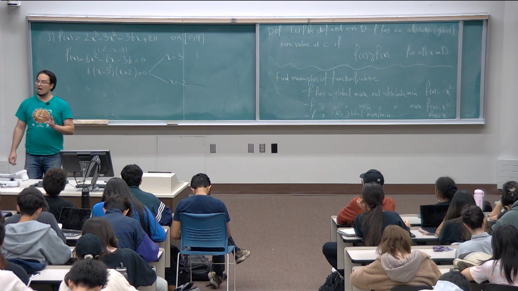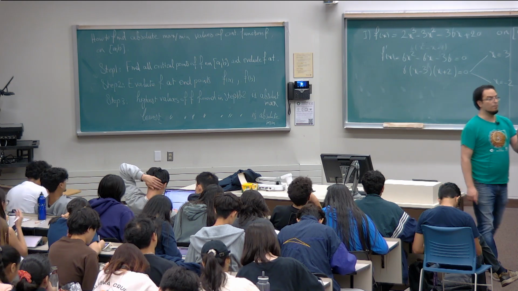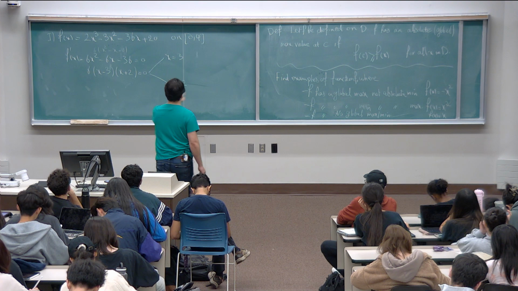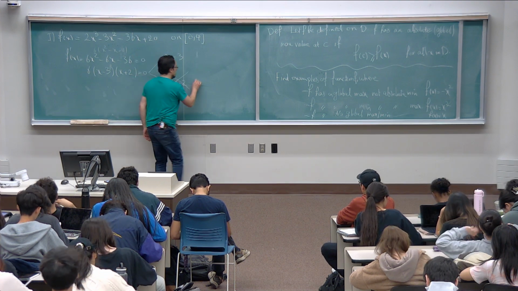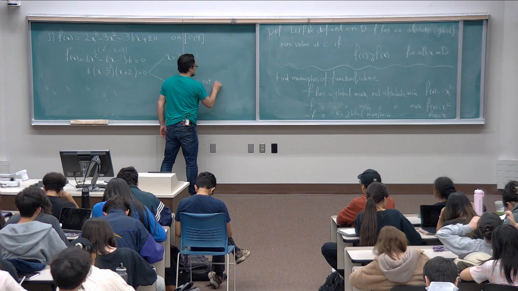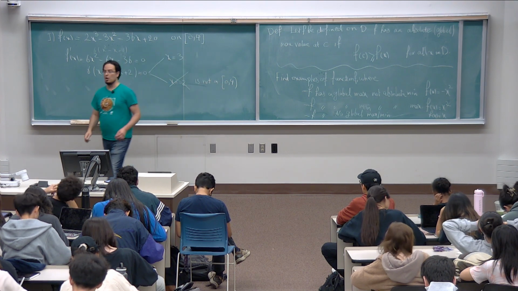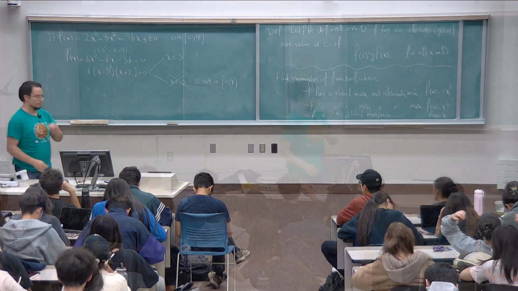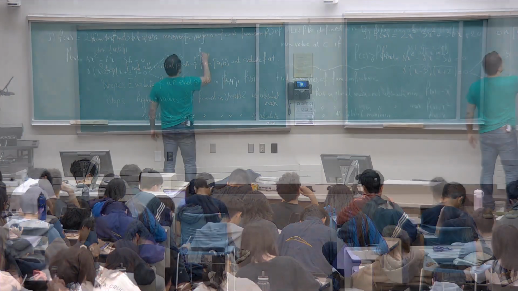We have two critical points, but only one of them is in that interval. So I don't need to consider negative 2 because it is not in the given interval 0, 4. So I threw that one out. I only care about the critical points in the given closed interval. Now, f at 3. What is f at 3?